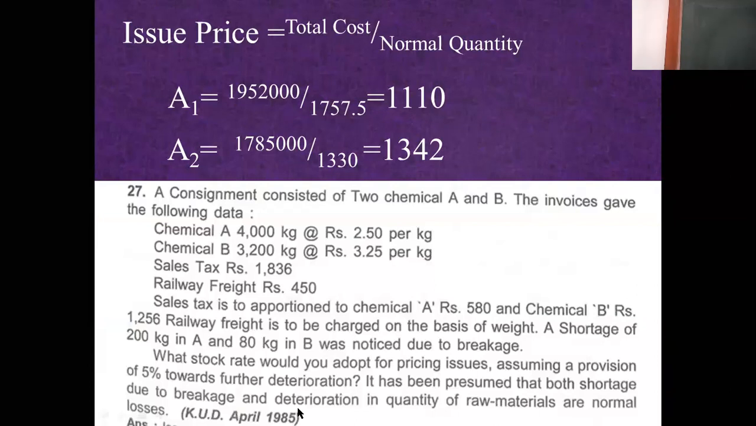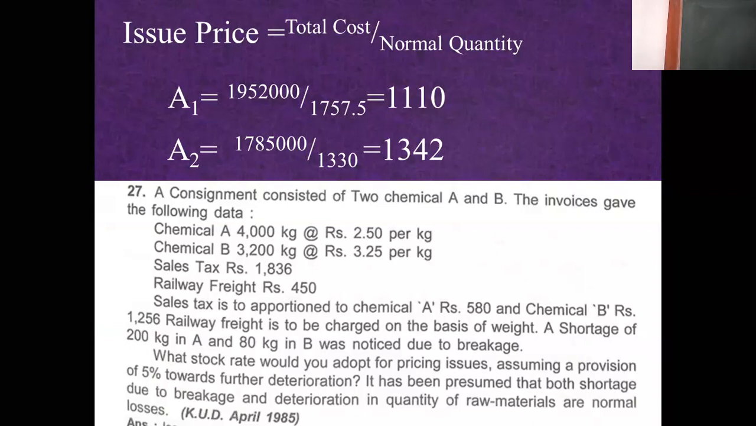You see this example. The consignment consists of two chemicals, A and B. Chemical A, chemical B, there are two chemicals. The invoice gave the following data. Chemical A 4000 units, rate is 2.50 per kg. Okay, 2 rupees 50 paisa is the per kg rate. Chemical B 3200 kg, rate is 3 rupees 25 paisa. Okay, this is the purchase price, purchase rate.